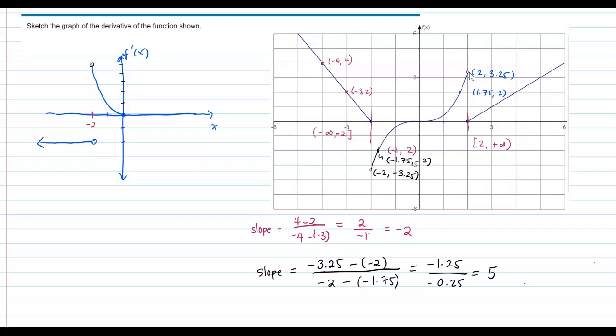So at x equals 2, you have f prime of x is equal to 5, and there's a hole there because the derivative does not exist at x equals 2. And it's above the x-axis because the slope here is positive, or the function is increasing on that interval.